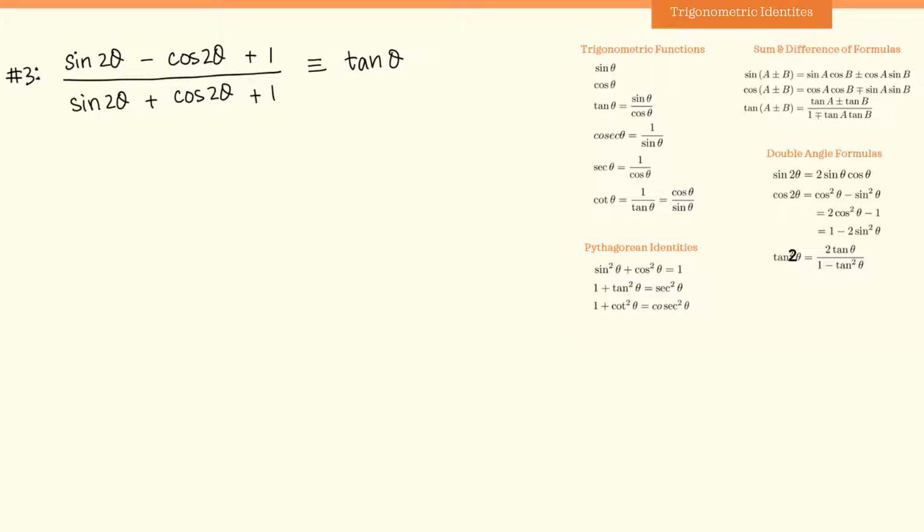Let's look at this third example now. Here I have (sine of 2 theta minus cosine of 2 theta plus 1) divided by (sine of 2 theta plus cosine of 2 theta plus 1). And I need to prove this identity on the left hand side into this identity on the right hand side, which is tan of theta.